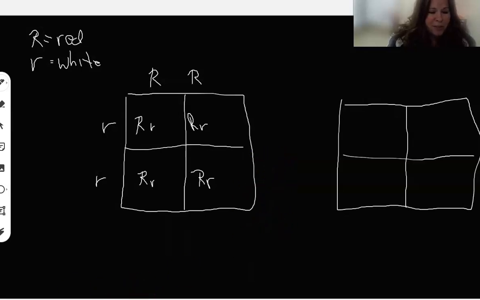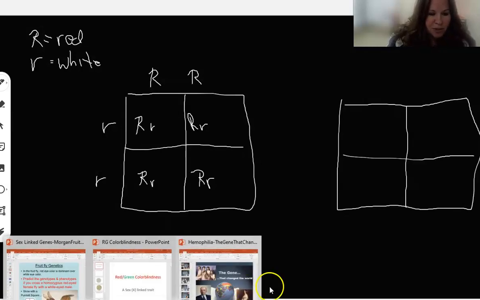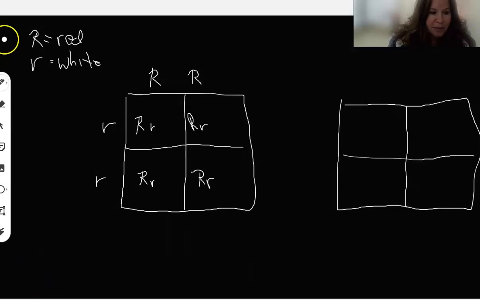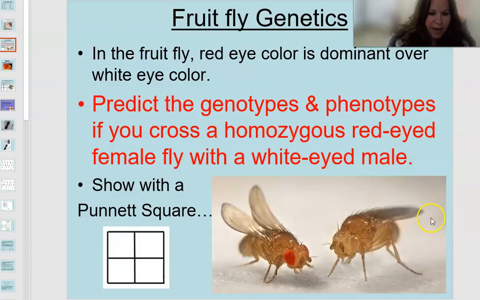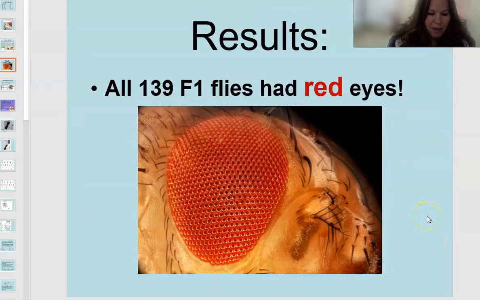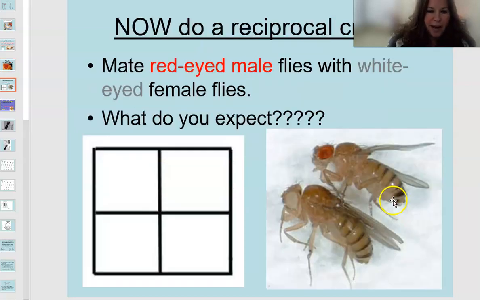All right, that wasn't too hard, was it? And when they did this experiment, that's actually exactly what happened. Now back here, there's a nice close-up of fruit fly red eyes. All 139 of the first generation flies had red eyes.